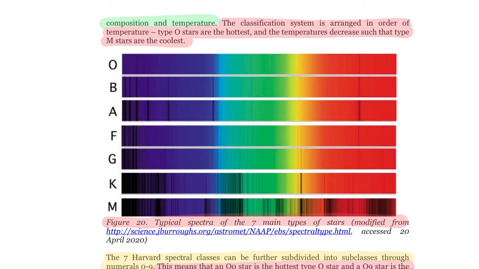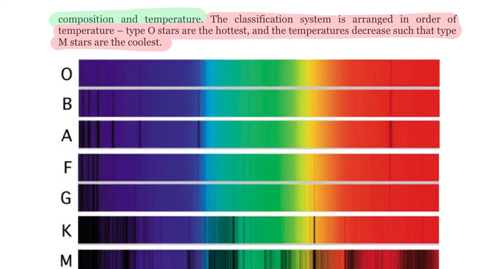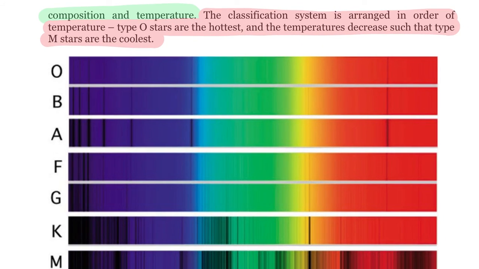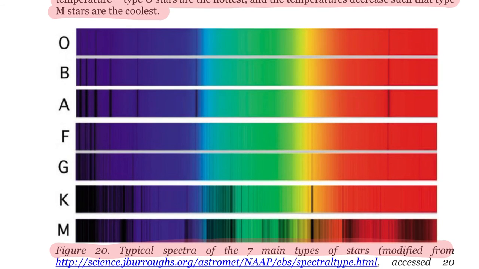And in classifying, we are going to classify the star according to not only its temperature, but also its composition. So the classification system is arranged in order of temperature. So type O stars are the hottest, and the temperatures decrease such that the type M stars are the coolest. So we go from hottest stars at the top, to the coolest stars at the bottom.